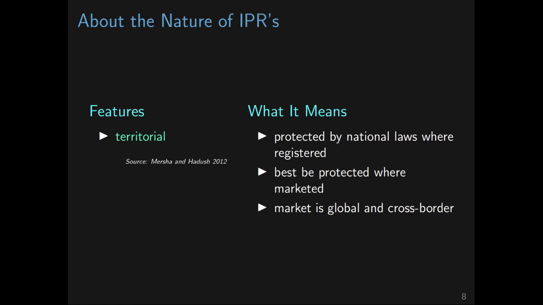More about the nature of intellectual property rights. They are territorial because they are protected only where they are registered. So if you protect it in one country, the national laws of that country protect that intellectual property. But on the other hand, the market for intellectual property is global and without borders. So, because protection is only national, to really protect it wherever it is marketed, it should be registered in those areas too.